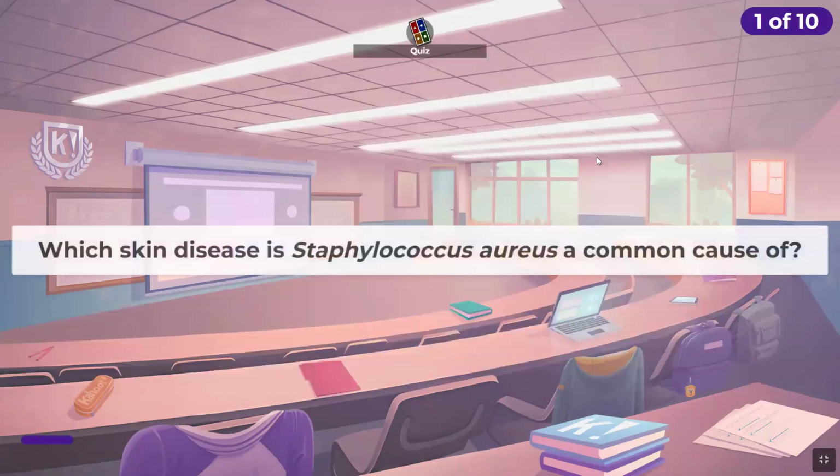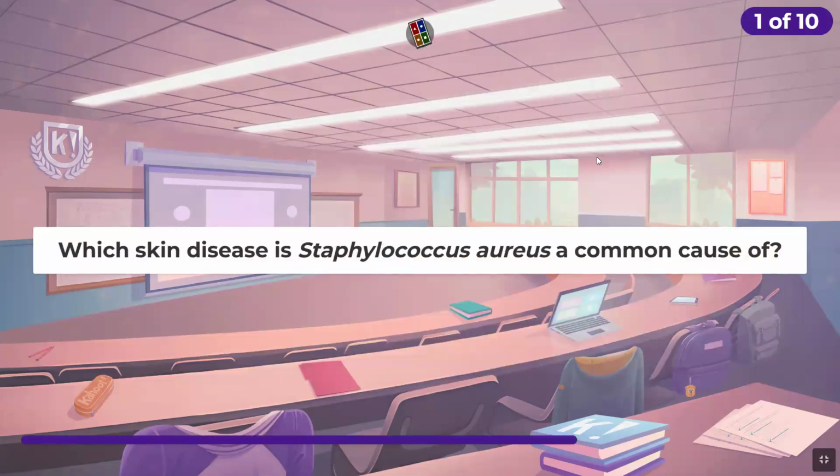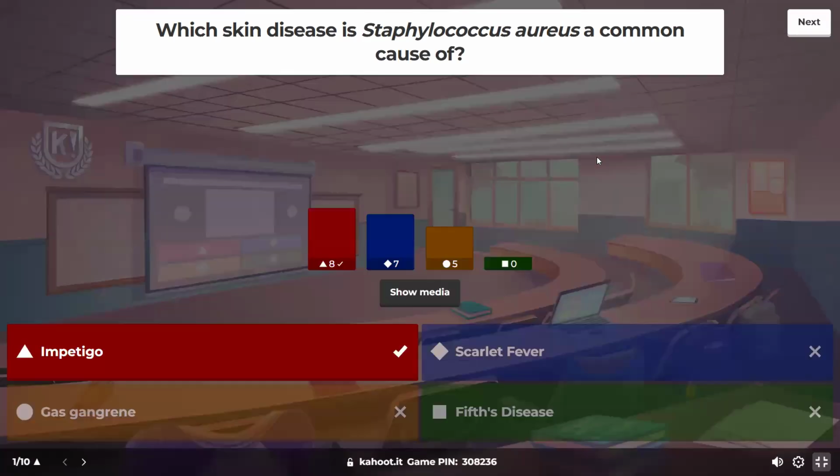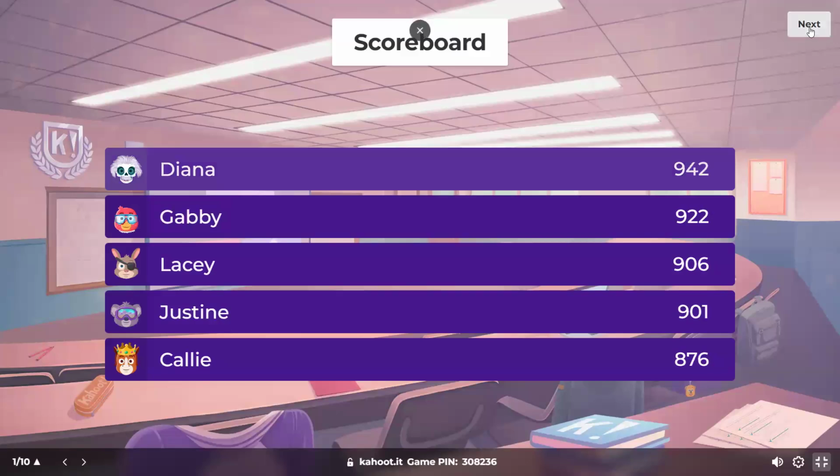All right, first question. Which skin disease is Staphylococcus aureus a common cause of from the choices below? Alrighty, so this one's going to be impetigo. Scarlet fever is caused by Streptococcus pyogenes. Gas gangrene is caused by Clostridium perfringens. And Fifth disease is caused by a virus. We didn't really talk about which one, it doesn't matter.